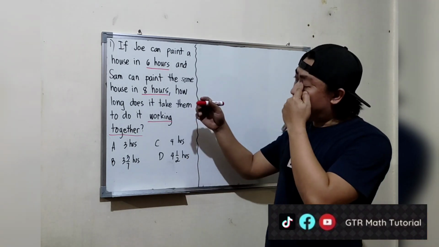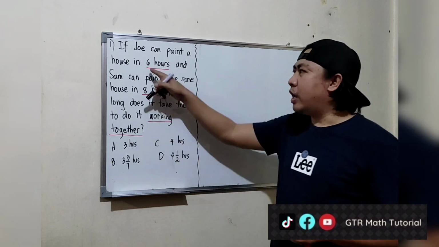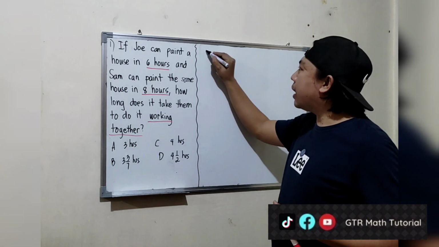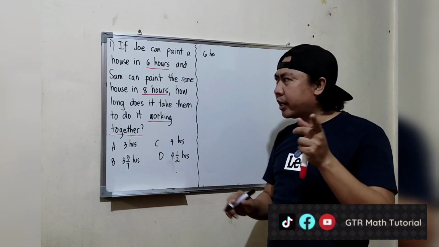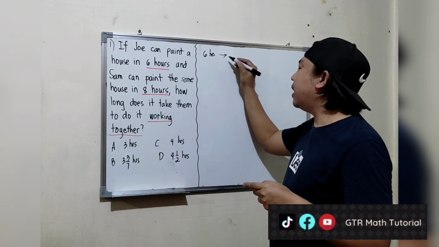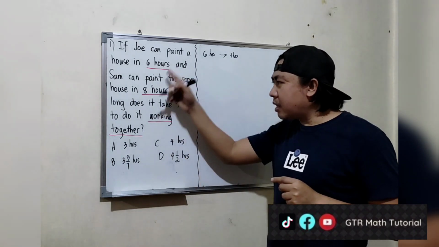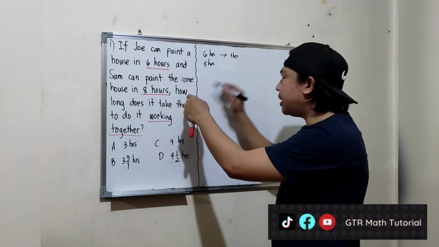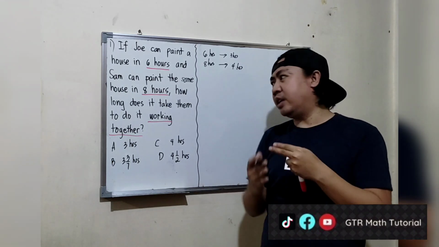So estimate natin kung ano yung pwedeng maging sagot dito. So halimbawa ang rate ni Joe at ni Sam ay parehas 6 hours. So kung parehas na 6 hours ang rate nila, syempre hatiin lang natin yon, matatapos nila ng kalahati, 3 hours na lang yan. Okay? So kapag ang rate naman nila ay parehas 8 hours, kalahati ng 8 hours, so magiging 4 hours.